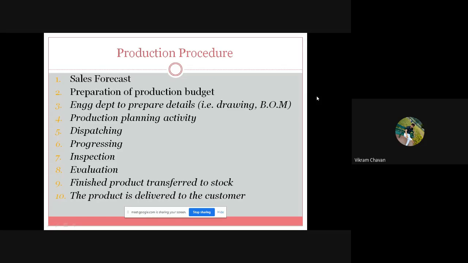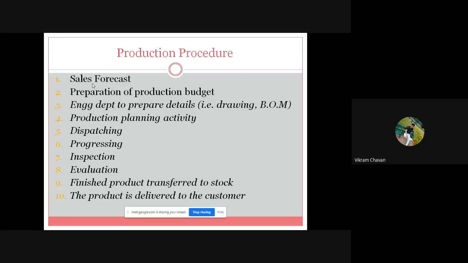Which type of a production system uses all the production planning and controlling functions? That is nothing but the job type of a production system. Now, this production procedure will consider these 10 steps. These 10 steps start with the initial basis of sales forecasting.